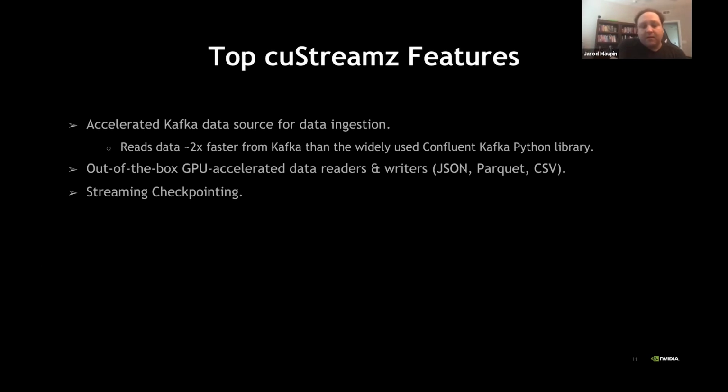I think one of the largest tasks that we had was, in our current data platform, we had a Kafka streaming cluster, and we would usually read the data with Spark or some other stream processing framework. So we had to figure out how to get the data from Kafka into the GPU as fast as possible. What we ended up doing was we wrote our own custom adapter to Kafka that reads data twice as fast from Kafka and loads it in the GPU. And it works out of the box with cuStreamz.